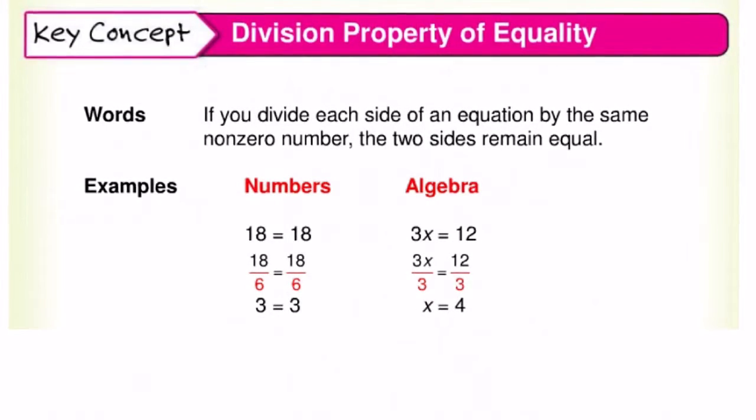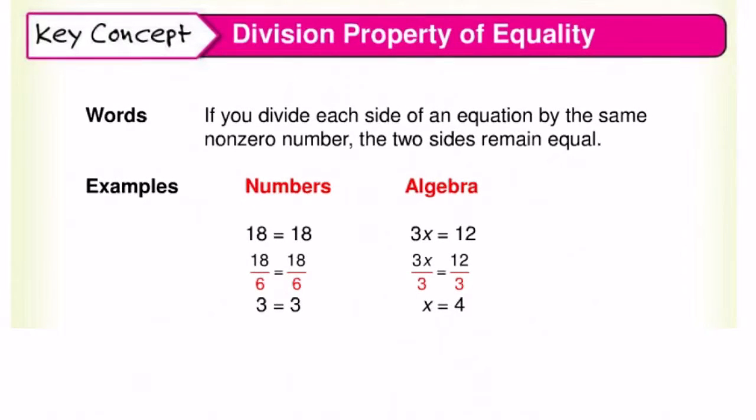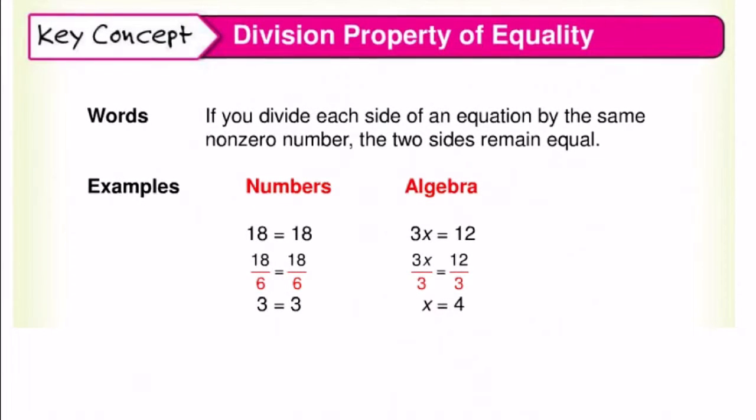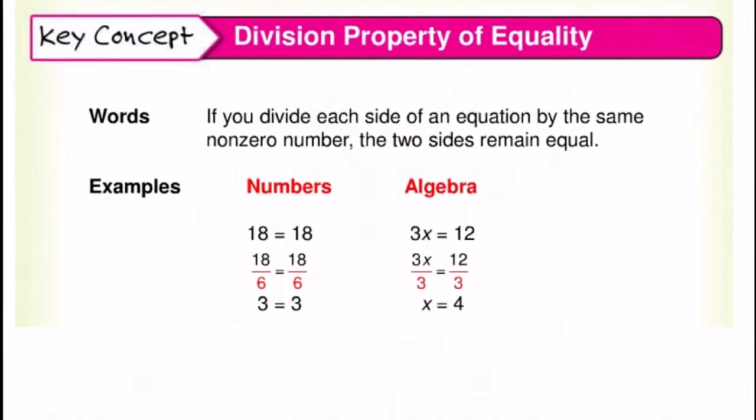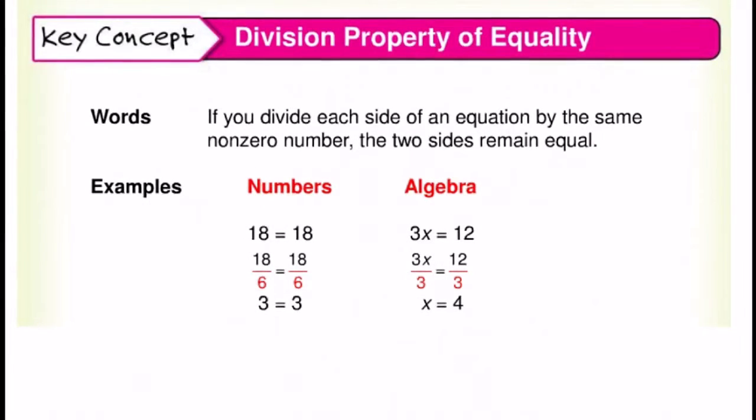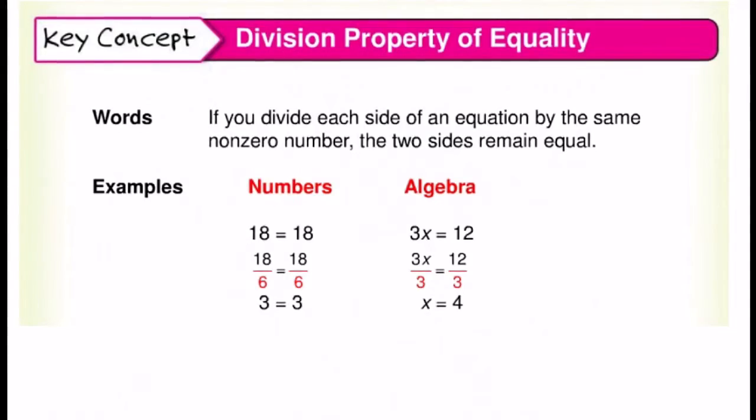Same thing on the other side using algebra, right? If I were to divide the left by 3 and the right by 3, it makes my statement true. Because if you were to go back and put that 4 in the equation, it would be true. 3 times 4 is 12.